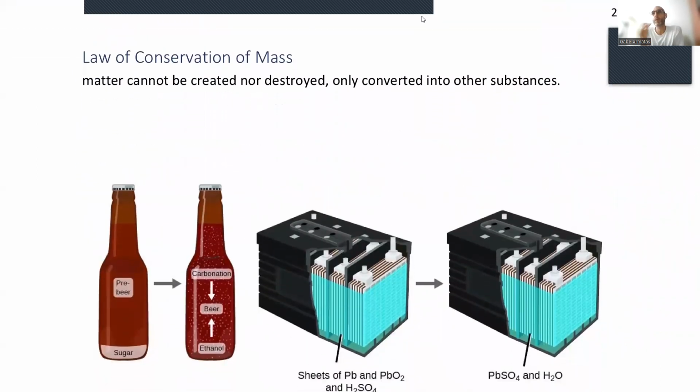Okay, so when we talk about matter, we have to recognize that there are certain things nature tells us are always going to happen. The law of conservation of mass is one of these things, and it's pretty straightforward. Matter cannot be created or destroyed. It can only be converted into other forms or other substances. So if I start with X amount of matter, I'm going to end up with X amount of matter at the end. When we start a reaction, we always have the same at the end as we do at the beginning.